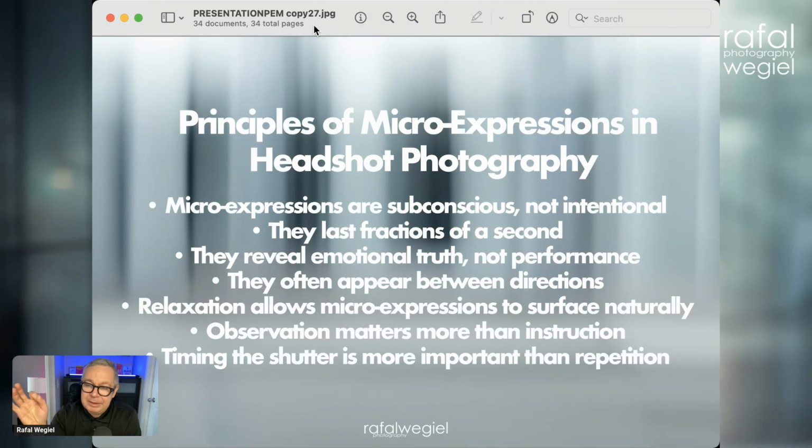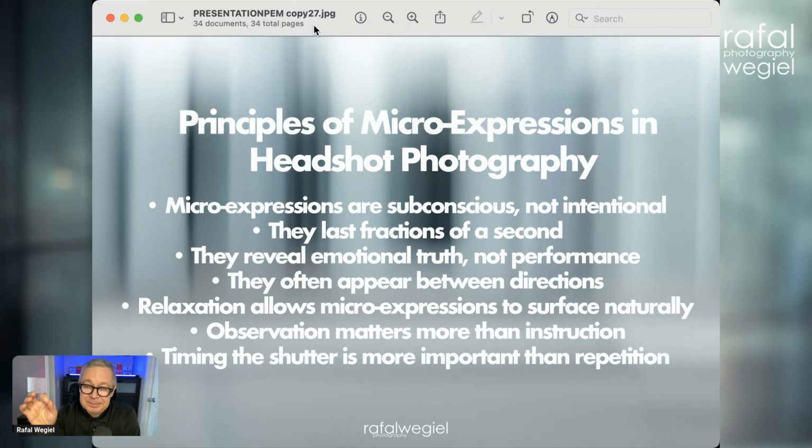Observation matters more than instructions. Again, we pay attention. And I think the more we shoot, the more we work with different people, the more aware of those you are, and you can really be able to capture them. So that's something which is extremely interesting. The more you shoot and work with different people, it becomes more obvious and more clear to you. You can really, really see those micro facial expressions.